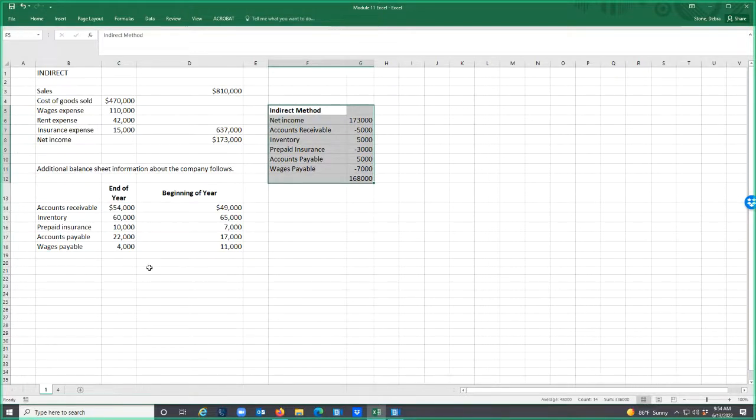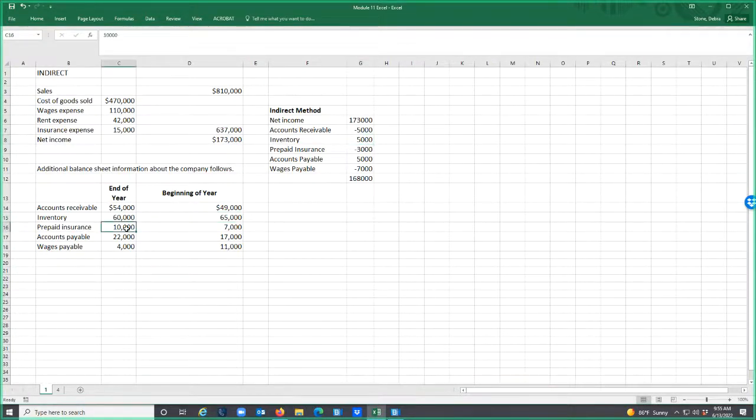So the difference in accounts receivable means at the end of the year, I have $54,000 in accounts receivable. At the beginning of the year, I had $49,000. So that means I sold more things on account, which means I had less cash as opposed to the people paying me in cash. So that would be minus $5,000. I'm starting with the net income of 173. Then inventory, it looks like we have less inventory than the previous time. So that means it was an increase to cash of 5,000.